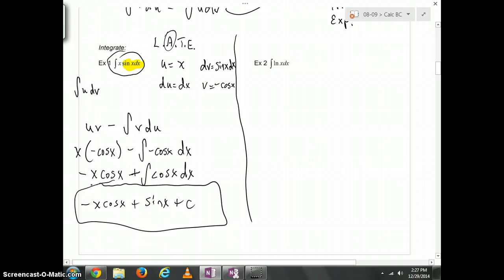This is known as integration by parts. And hopefully that's helpful in seeing this new process. Again, when do we use integration by parts? Well, you should always proceed.